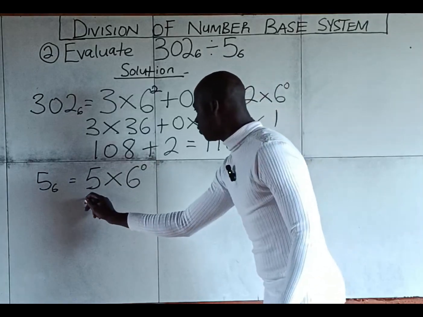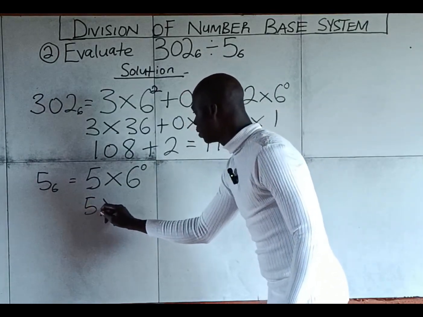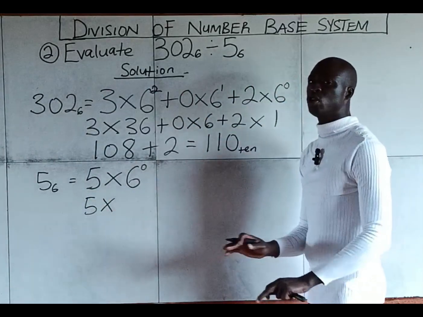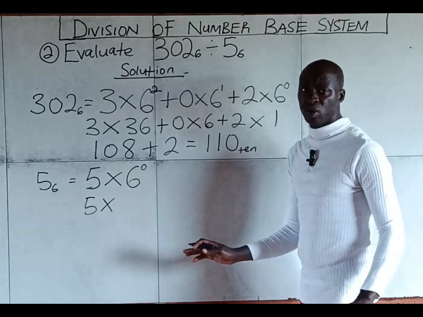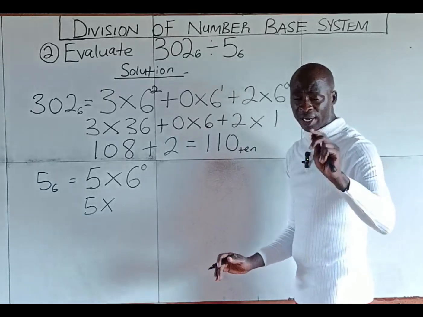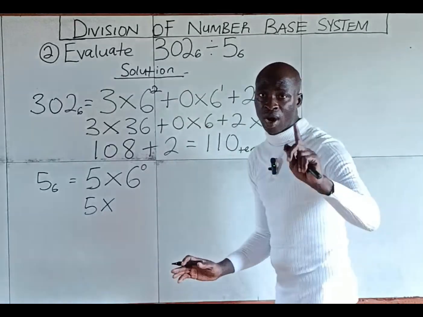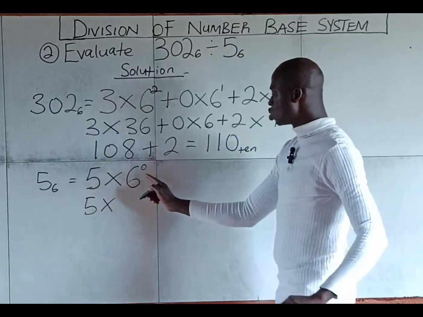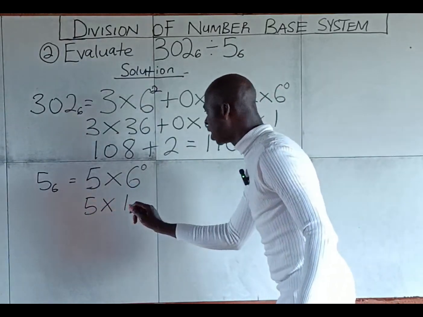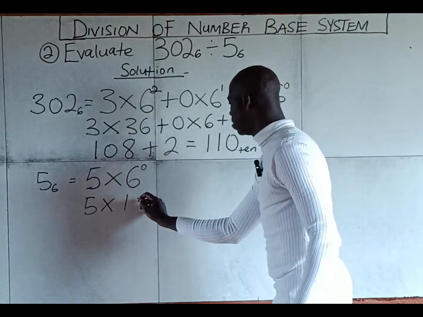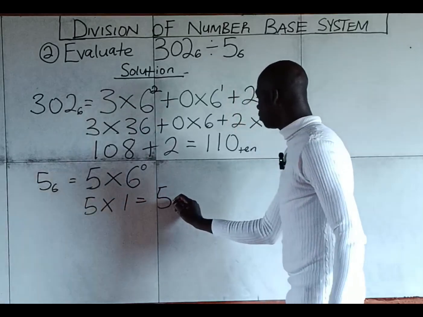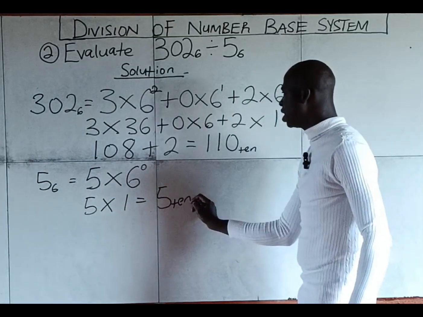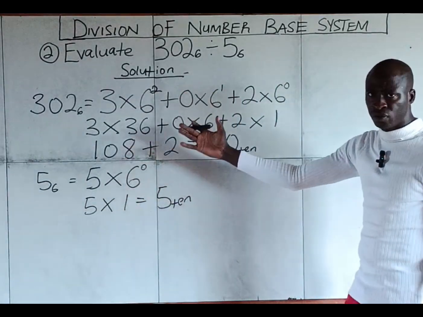So we're going to simplify further. Here becomes 5 multiplied by, in mathematics, any number raised to the power of 0, from the laws of indices, is 1. 1 million raised to the power of 0 is 1. 1 billion raised to the power of 0 is 1. So 6 raised to the power of 0 here becomes 1. So 5 multiplied by 1 is going to give me 5. So I'm going to have 5 base 10 right here. So this is the first part of the question.